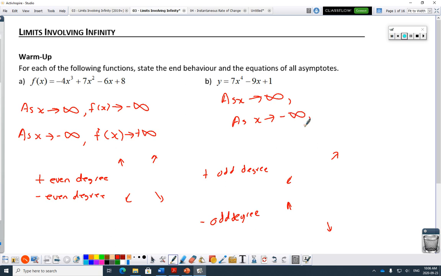As you go to infinity here, what's going to happen to this function that has an even degree? You can go back to x squared. What happens with x squared when you have positive coefficients? Up both sides. So this one does the same thing. As 7x to the fourth, we get, and I used y here instead. It really doesn't matter if you use f of x or y here.